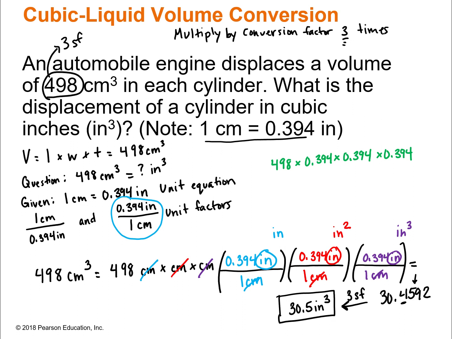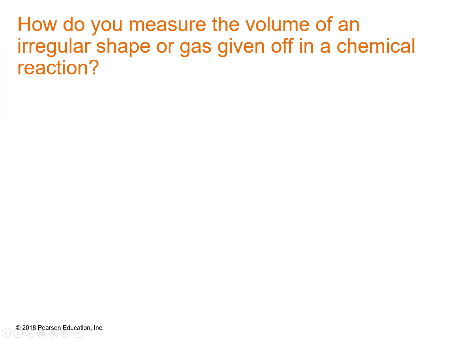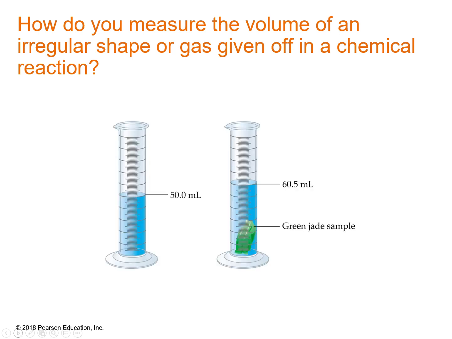Because you've got to change that something cubed to something else cubed. Everything isn't going to be easy to measure with volume. Let's say that you have some kind of an irregularly shaped solid, or you have some kind of a gas given off, right? How do we measure the volumes of these things? For a solid or gas, we can use what's called volume displacement.